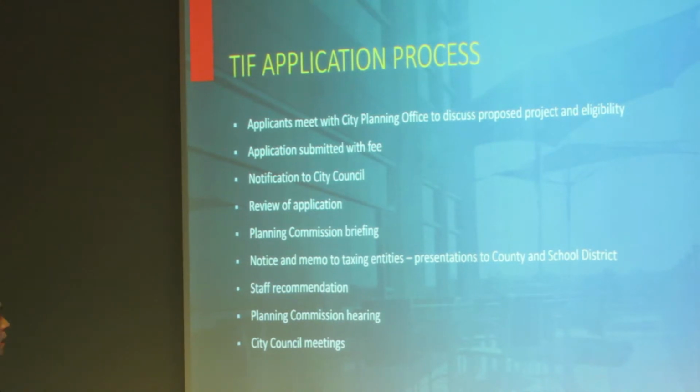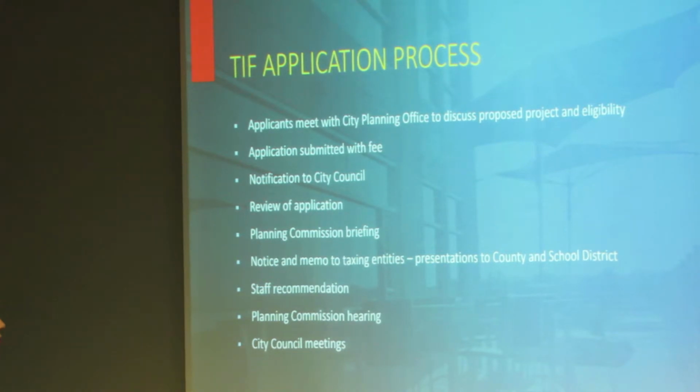We notice our taxing entities, which typically is the county, the school district, and every once in a while a rural water district that we have in Sioux Falls. We do offer presentations to the county and the school district. Typically, the county does take us up on those offers, and we do go present to the county commission. They ultimately don't take an official vote on it, but they do review it and provide us any comments or feedback that they may have on us creating a TIF district. The school district typically hasn't asked us to do the presentation, but they are ultimately noticed and made aware of it. After all the review, we'll make a recommendation, and then we'll head to Planning Commission and City Council.